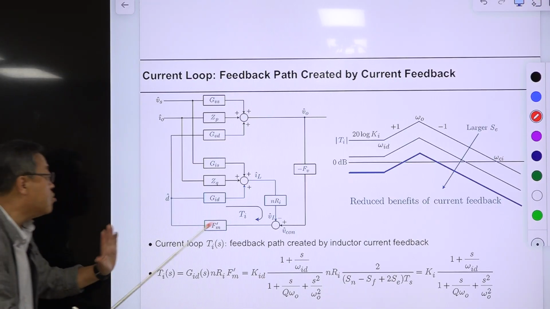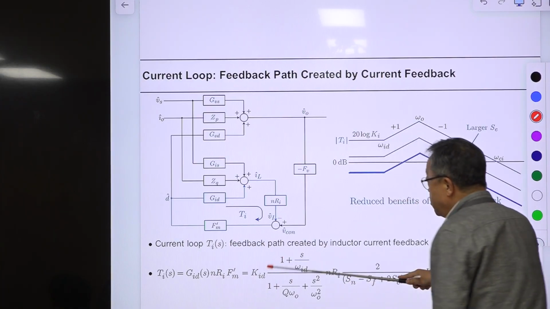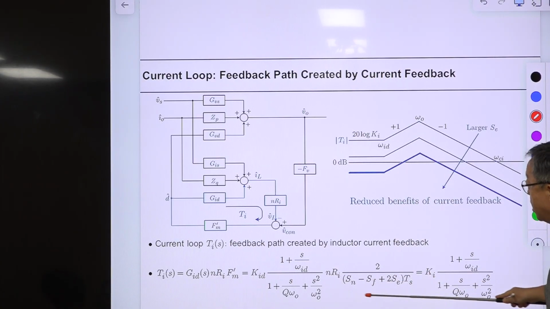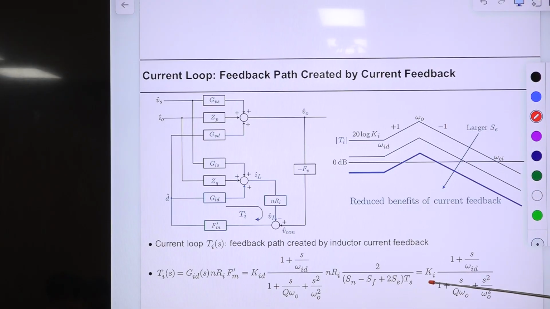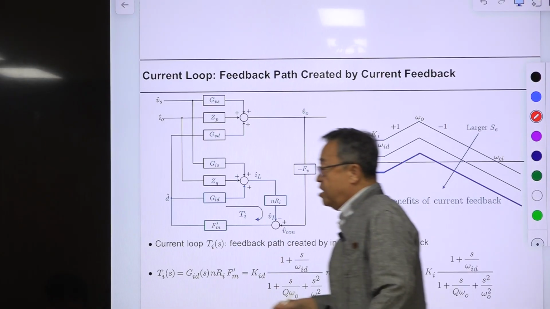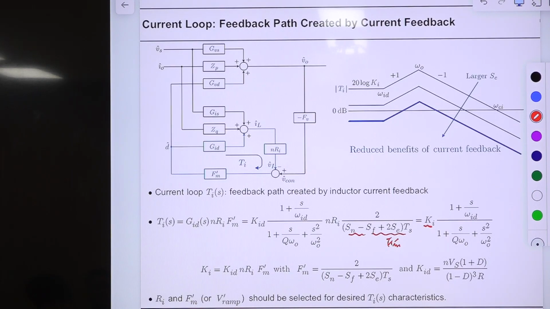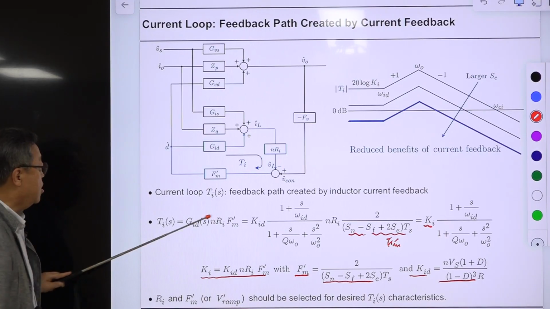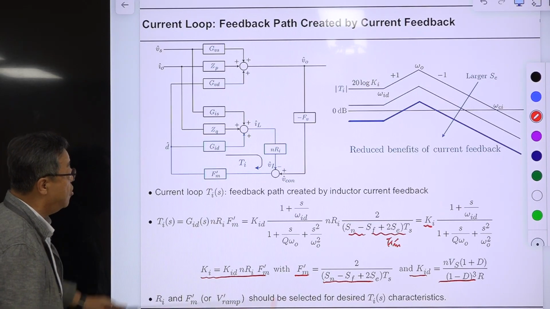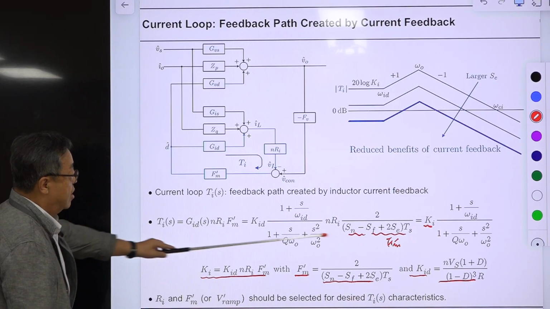And you combine all together. You combine all the constants here. This is a constant, this is a constant, this is a constant. This is not a frequency dependent term. That is Ki. So Ki is actually this one, and this one is FM prime. All of them combined is this one. I wrote it down here: KID is the low frequency gain of the duty ratio to current transfer function.